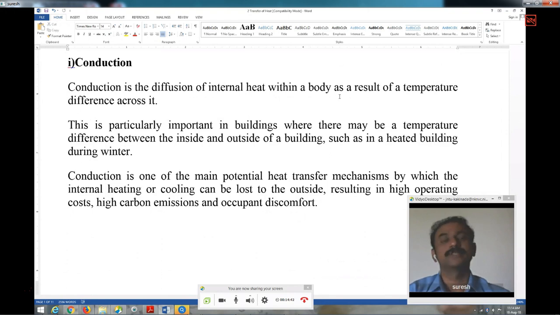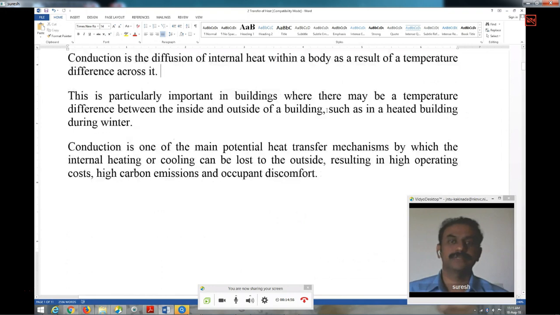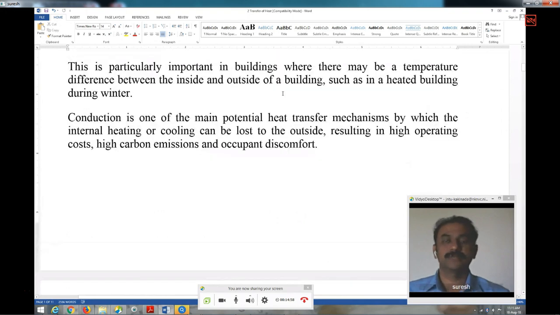So this is particularly important in buildings where there is a temperature difference between the inside and outside of the building, such as in a heated building during winter seasons. As we have discussed, this outdoor temperature and indoor temperature play an important role in transferring or exchanging the heat. Suppose we are switching on the heater in our room. Definitely the room is heated up when compared with the outside temperature of the room.